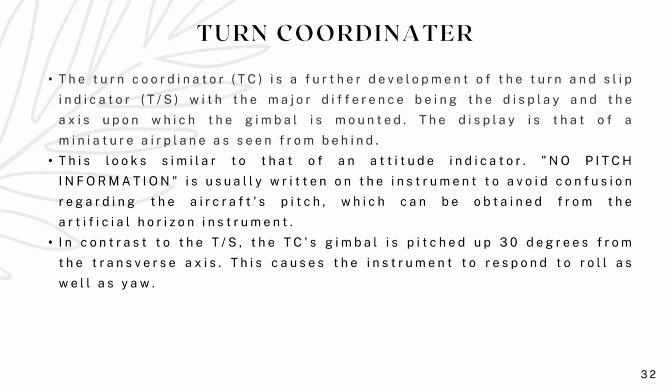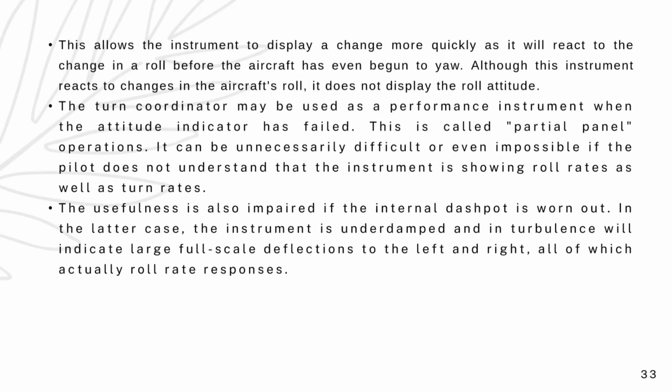In contrast to the TS, the TC's gimbal is pitched up to 30 degrees from the transverse axis. This causes the instrument to respond to roll as well as yaw. This allows the instrument to display a change more quickly, as it will react to the change in the roll balance before the aircraft has even begun to yaw. Although this instrument reacts to changes in the aircraft's roll, it does not display the roll attitude.